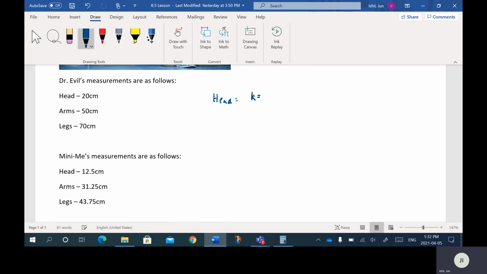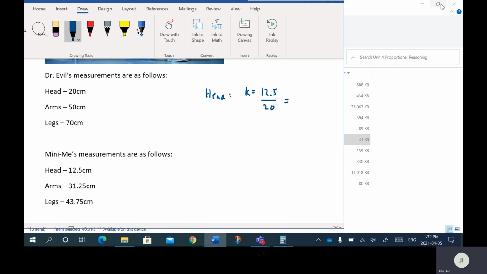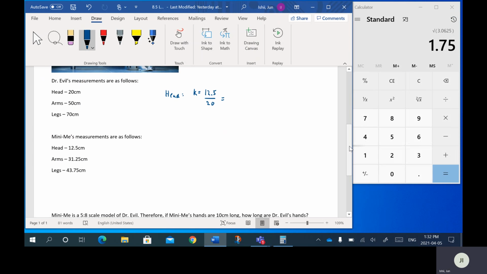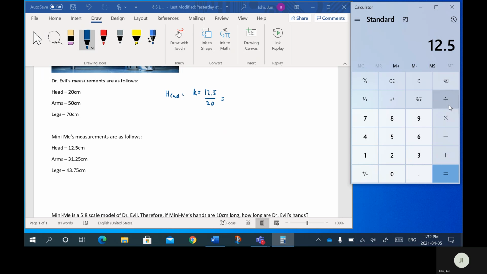my scale factor is the new divided by the original. In this case, Mini-Me is a replica of Dr. Evil, so Mini-Me would be considered the new object. So we're going to take 12.5 and divide it by 20. This should give us a decimal. So 12.5 divided by 20 is 0.625.